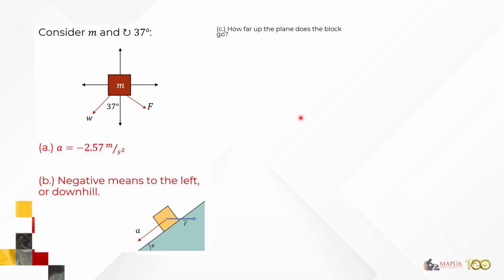But the question is how far up the plane, meaning we're going to assume that it will stop at some point, and the displacement d of that is what we're going to solve. So using kinematic equations, this kinematic equation: v sub f squared is equal to v sub naught squared plus 2ad.